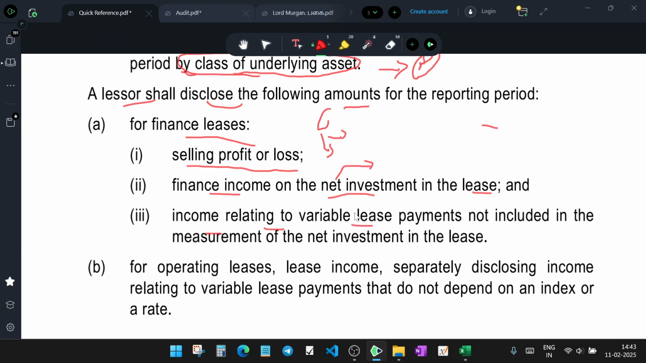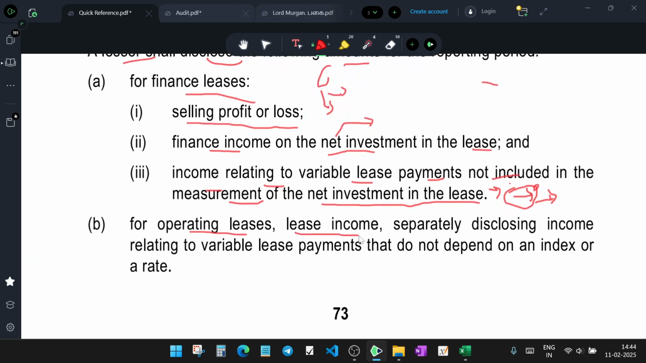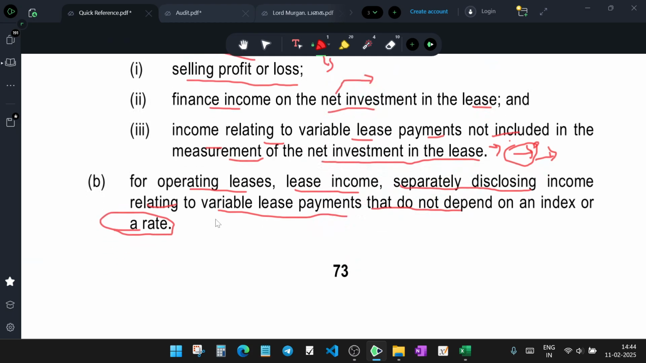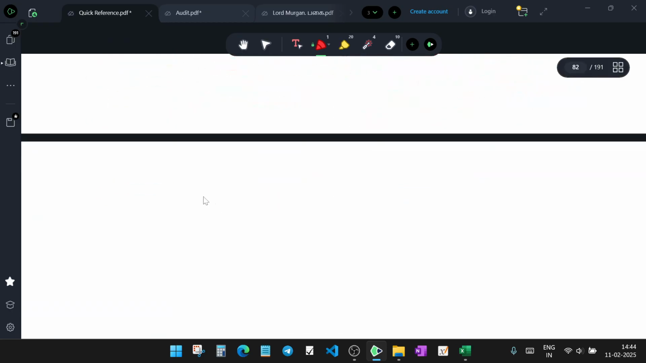Income relating to variable lease payments not included in the measurement of the net investment in the lease. So I thought my lessee will use the asset for this many hours, but he had used it for this many hours. So there is a change in revenue in this month that is reflected in the P&L account. You need to measure. For operating lease, disclose lease income separately, including income relating to variable lease payments that do not depend on an index or rate. For a change in the rate, there is some disclosure of what the variable payment is and why there is a variable payment. Everything needs to be disclosed.